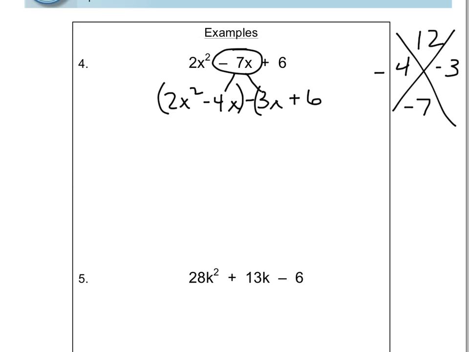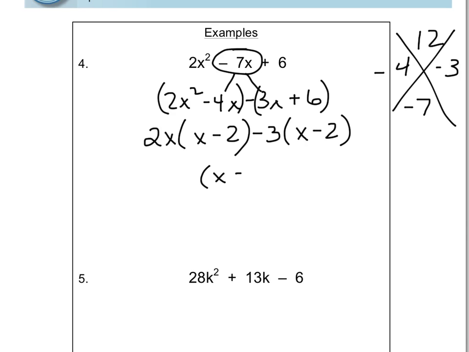Parentheses first two and last two. Take out a 2x here, left with an x minus 2 left over. Take out a 3 here, and I'm left with an x and a minus 2 left over. They both have an x minus 2 in common, with a 2x minus 3 left over. Okay, so we went through 4 examples, and it's pretty slick.